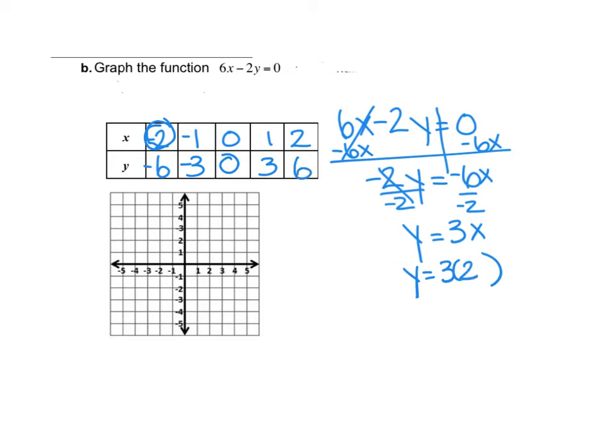So now we have these points that we can graph. I'm going to go -2, -6; -1, -3; 0, 0; 1, 3; and 2, 6. And again, they're all in a straight line because this is a linear equation. And if they're not, you made a mistake on solving for one of them.